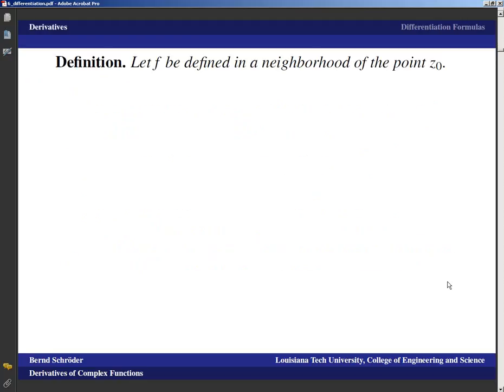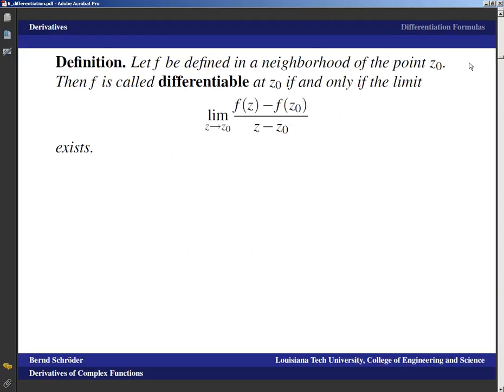Okay, so definition: if we have a function that is defined in a neighborhood of the point z0, then f is called differentiable at z0 if and only if the limit as z approaches z0 of f of z minus f of z0 divided by z minus z0 exists. Again, notice that we didn't mention complex numbers here because implicitly in complex analysis, of course, we assume that our functions map complex numbers to complex numbers. But other than that, this is verbatim the definition from calculus of a differentiable function.